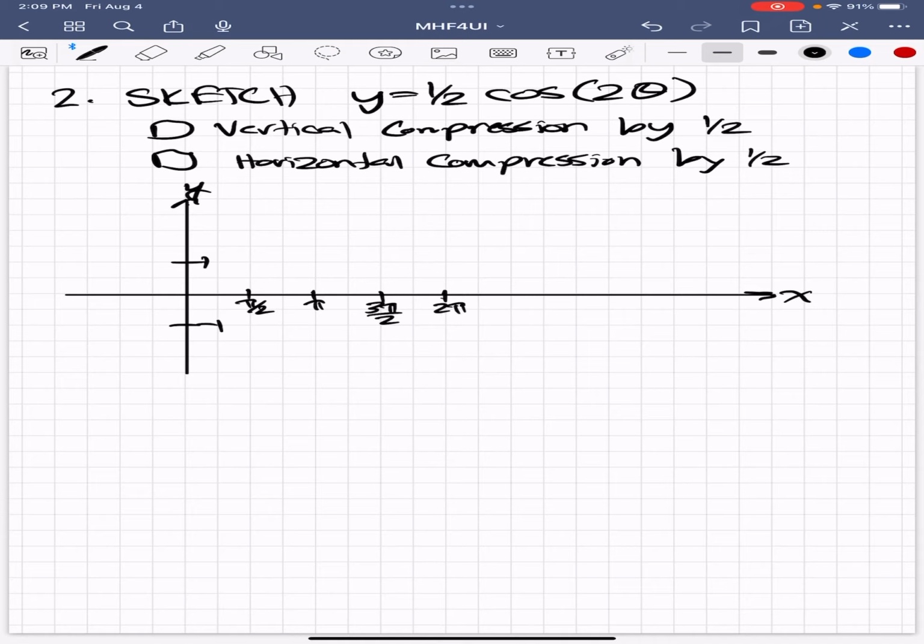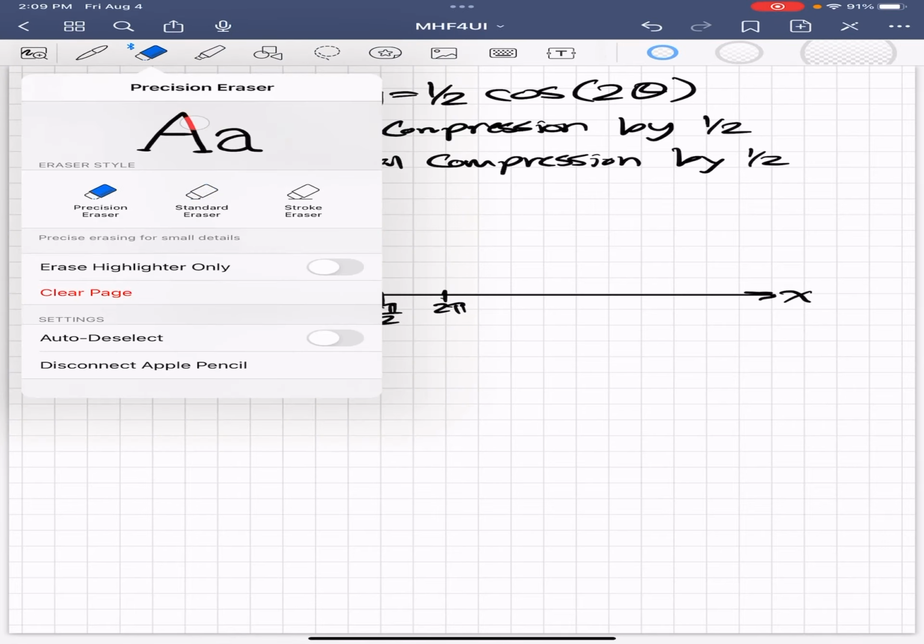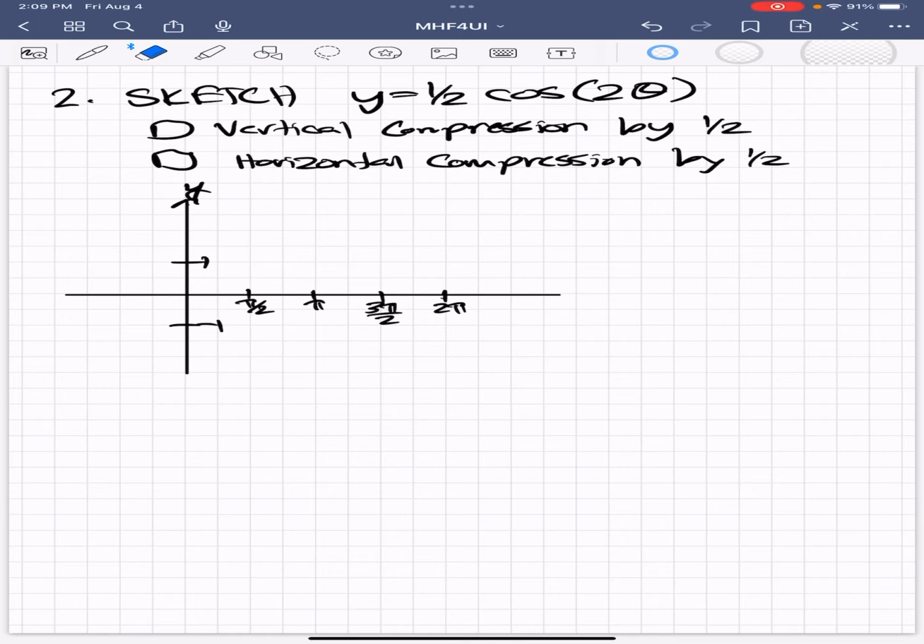So because we're doing a horizontal compression by half, I spaced it in 2, and we don't need that much of the graph here, so I'm going to use the precision eraser and I'm going to erase some of it, if that's okay with you. We have horizontal compression by half, so I did 2, so it's going to be easier when we do the horizontal compression. And I also did the vertical compression by half, so I left that as 2 as well.